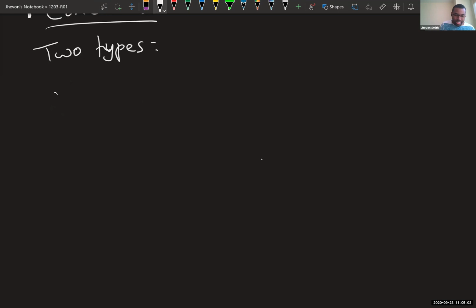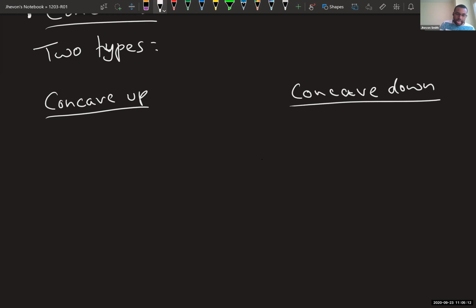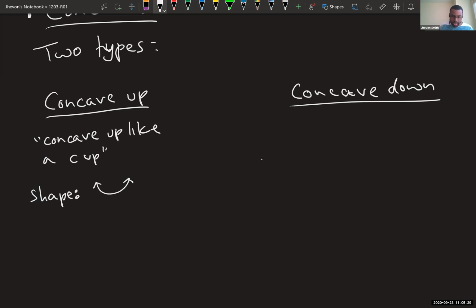Okay, so there are two types, right? There's concave up and there's concave down. I want you to remember the mnemonic: concave up like a cup. That tells you what the shape of the graph is. The shape is like this, or like this, or like this. In a region where a function is concave up, there's going to be a bulge like a smiley face, or like a cup holding water, concave up like a cup.